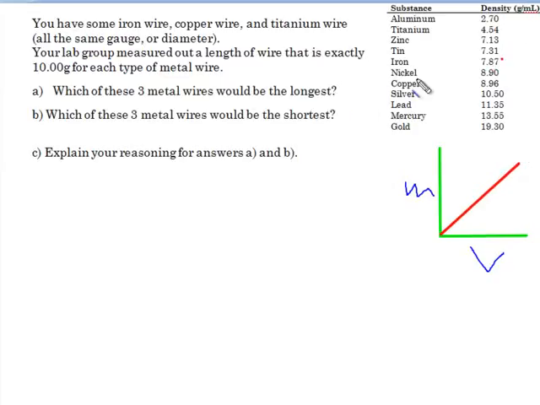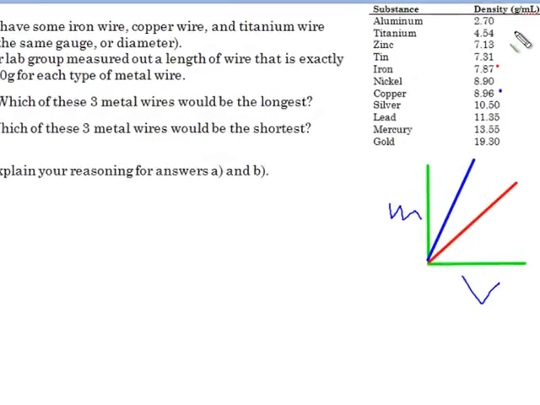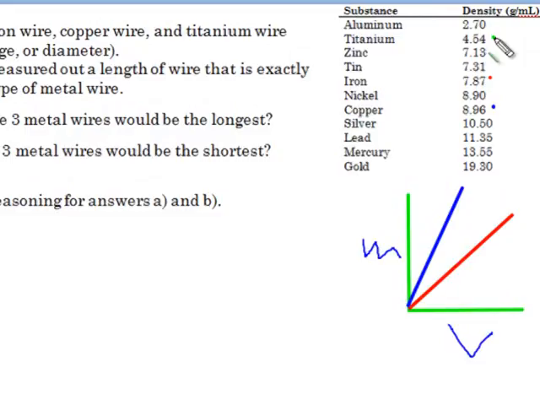And let's say in blue I'm going to do a line for copper. So copper I'll make blue, and it's 8.96, so it's a higher density, therefore a higher slope than the iron. And then the last one will be titanium. Let's make that green. Titanium is right here, 4.54 grams per milliliter. Lower density than iron or copper, so I'm going to make the density line for titanium right here.